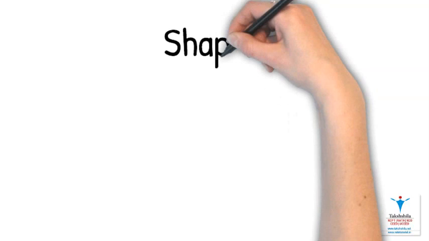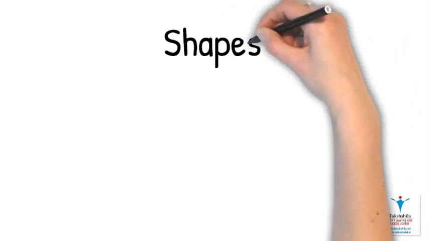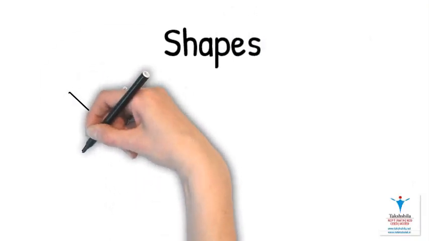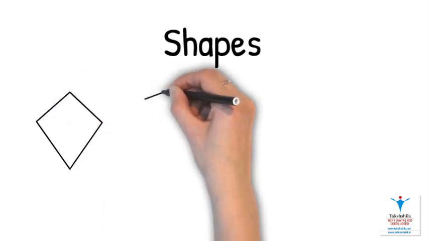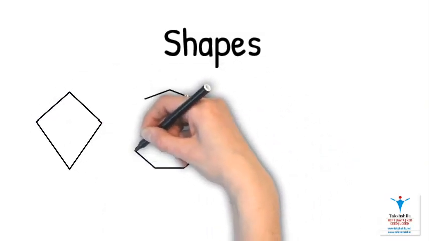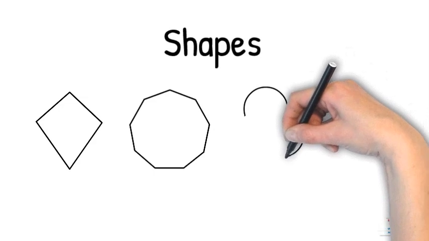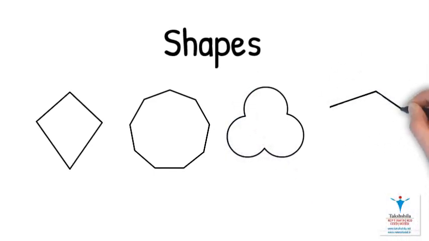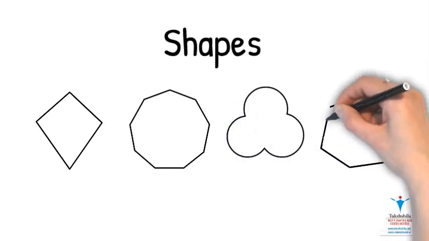The second element of design is shapes. Shapes are usually referred to as a two-dimensional area which is created by line. Shapes are only created when the ends of the line join. Shapes can be geometrical or abstract.